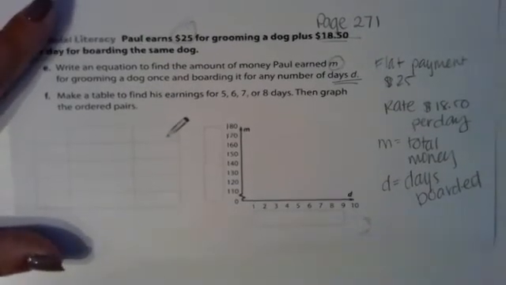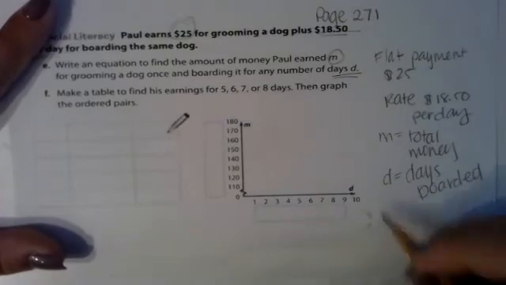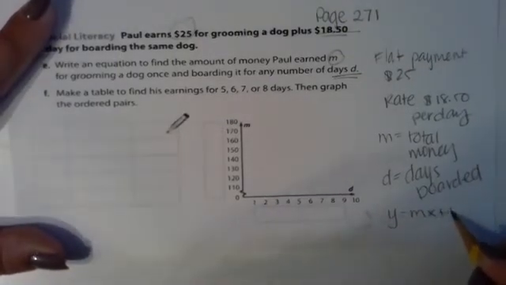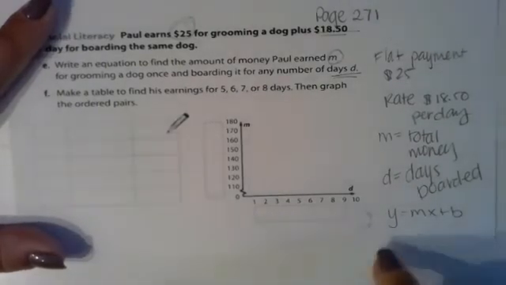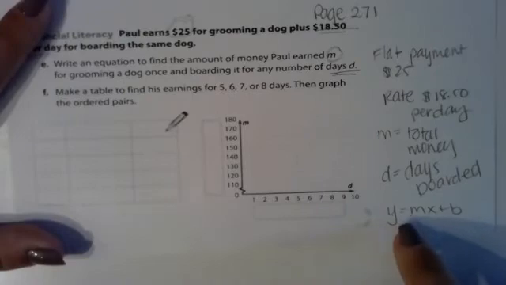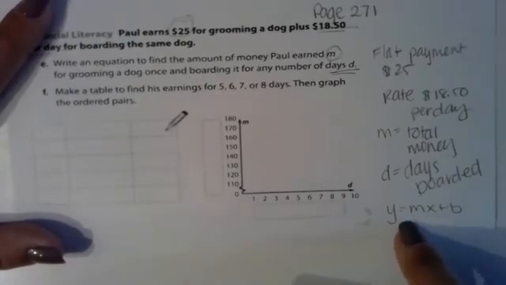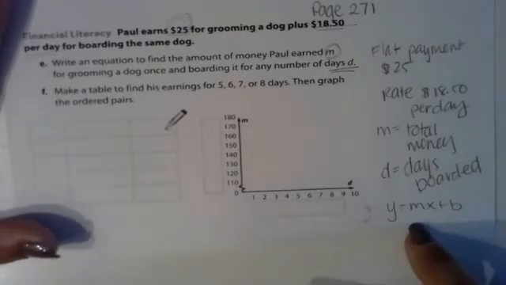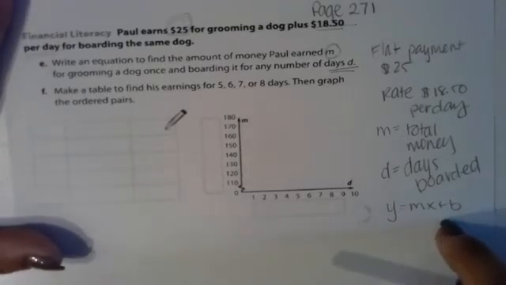And then I just want to go back to this idea of the equation y equals mx plus b. So this is that slope-intercept form. You've been using this since course 2. You just don't realize it. Because in course 2, we wrote linear equations from word problems, which is exactly what we're doing right now.